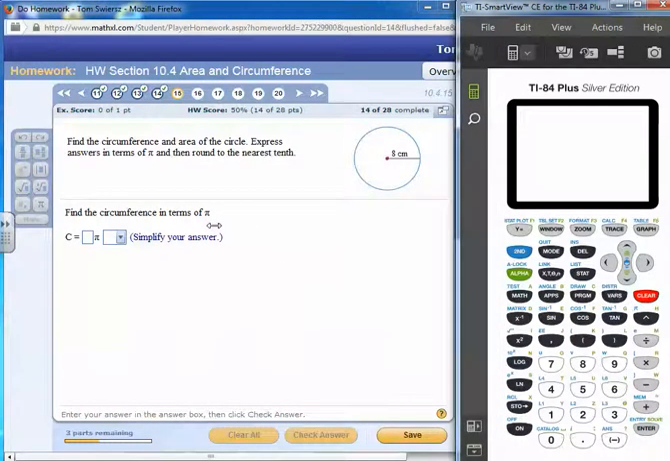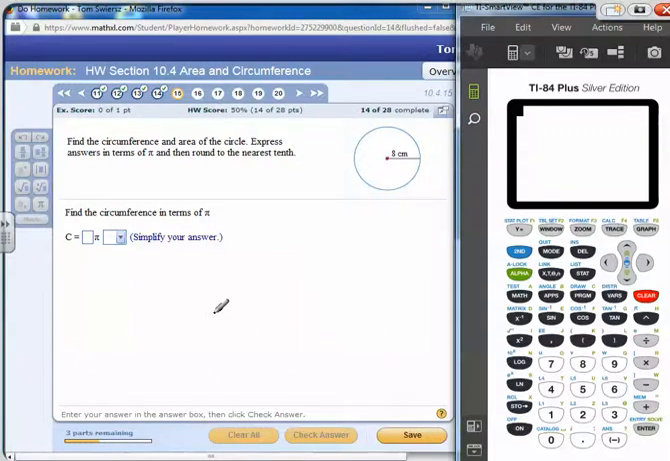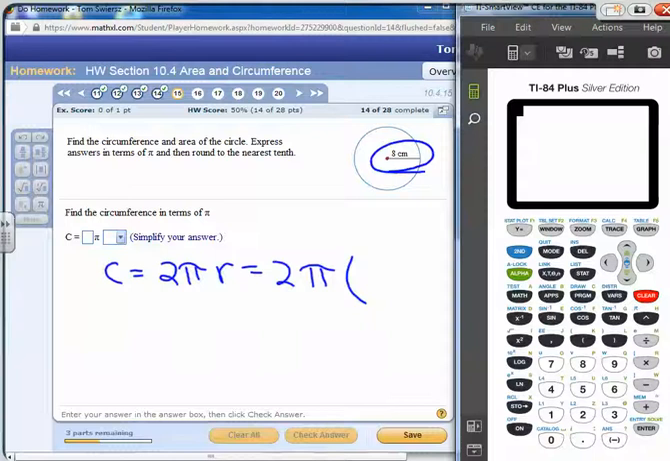Find the circumference of the circle, express the answer in terms of pi, and then round to the nearest tenth. Okay, so circumference is the distance around the circle. Circumference is given by the formula 2 pi times the radius. The radius is from the center to a point on the circle. The purple dot indicates the center, so the 8 is indeed the radius.